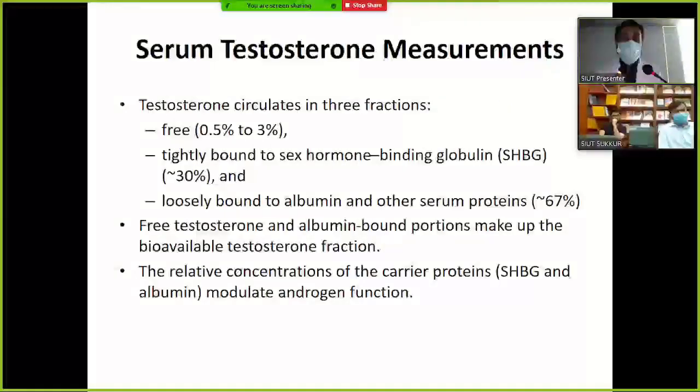Serum testosterone measurement. Testosterone circulates in three fractions: free, tightly bound to sex hormone binding globulin, and loosely bound to albumin and other proteins, which is the majority, 67%. Free testosterone and the albumin bound portion make up the bioavailable testosterone fraction. The relative concentration of carrier proteins, sex hormone binding globulin and albumin, modulates androgen function.